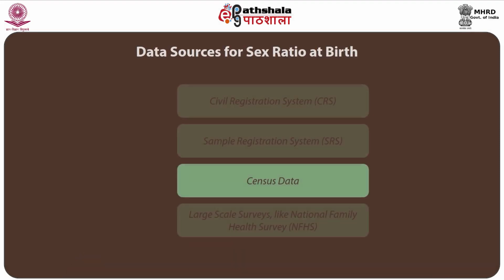The sex ratio at birth can also perhaps be computed from census data, although it has to be used a bit more carefully, because the census does not give you an idea about births, but about the population. So, naturally, the population has to be adjusted for mortality if you really want to compute the sex ratio at birth at different levels.